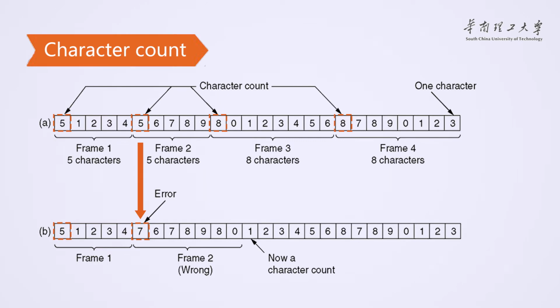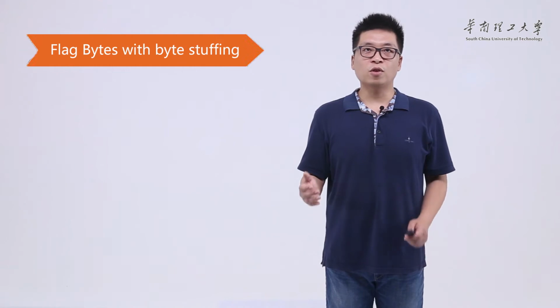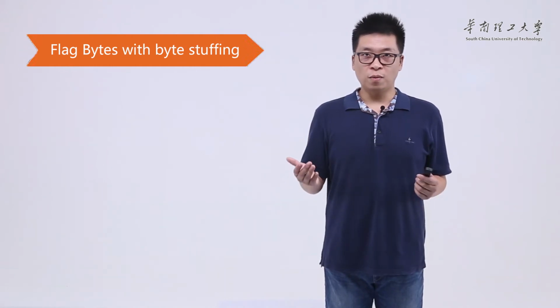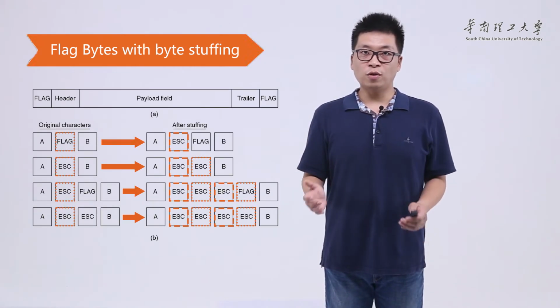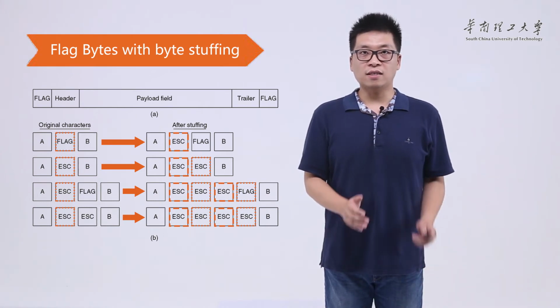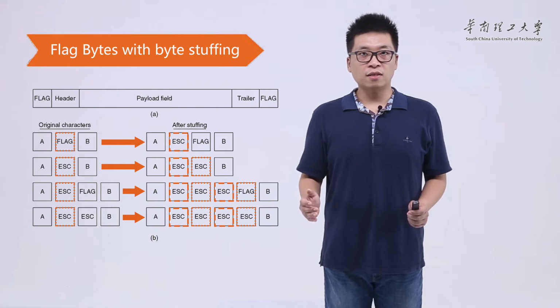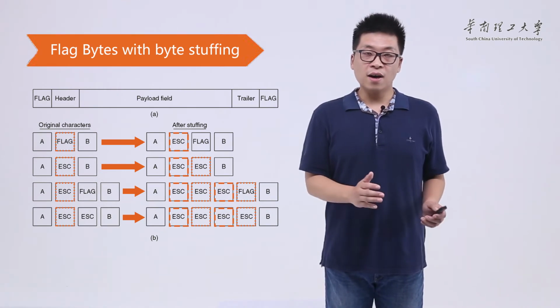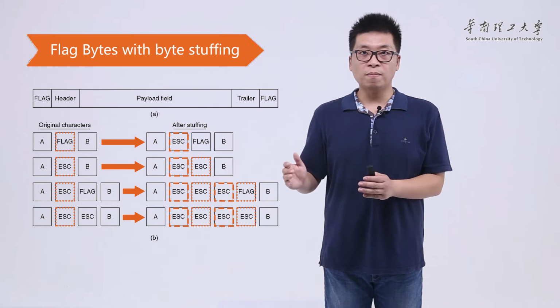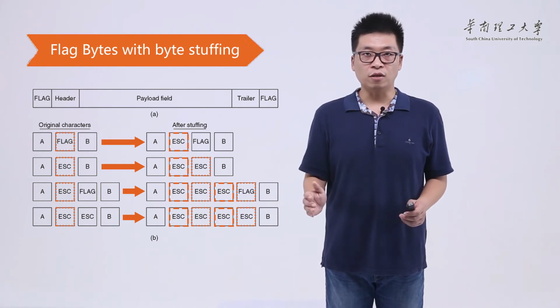So let's try other methods. The method we're going to explain is called flag bytes with byte stuffing. We use a flag to indicate the start and end of the frame. But the issue is, the flag might occur again in the payload field, in the data field.